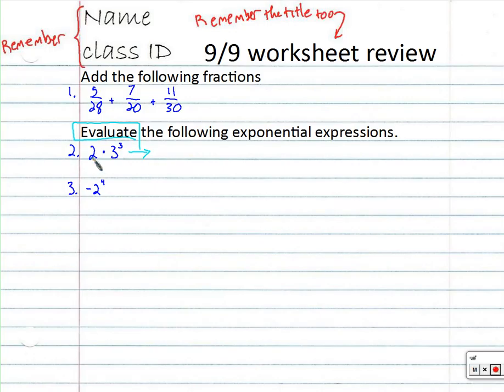3, 2, 1. What's the question? Why do you want it first? 2 times a number. 3 times 3 times 3 is 27, and then we have this times 2. We'll plug in however you want. 27 times 2, though, is? It's 54.